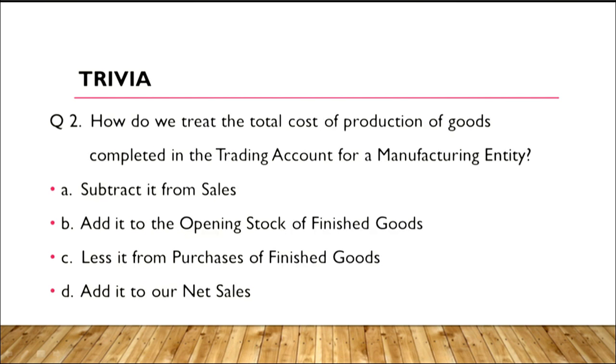Here I have for you a second trivia. How do we treat the total cost of production of goods completed in the trading account of a manufacturing entity? Do we A, subtract it from sales, B, add it to the opening stock of finished goods, C, less it from purchases of finished goods, D, add it to our net sales? Your thinking cap is on. Answer will come shortly.